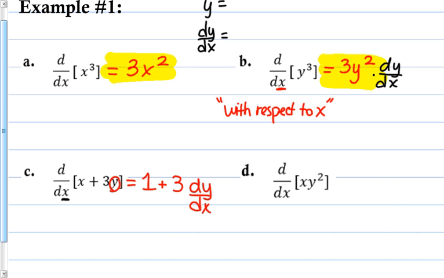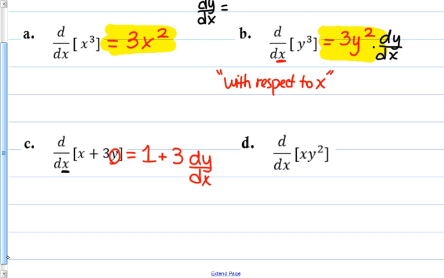I'm not solving for dy/dx just yet. I'm just doing this. Okay, D, I have x times y squared. So this is a product rule. Okay, this is u times v. So I'm still going to do my product rule like normal, but it's just implicit differentiation because of that y.